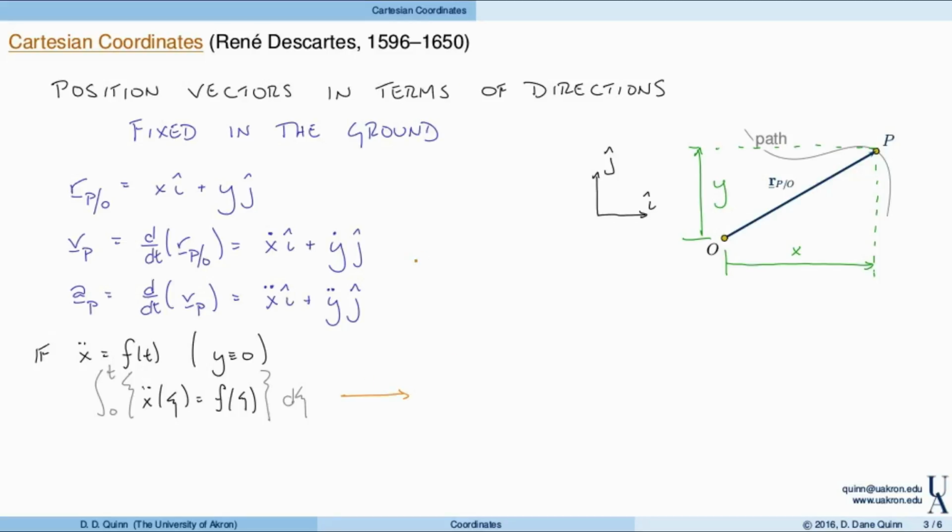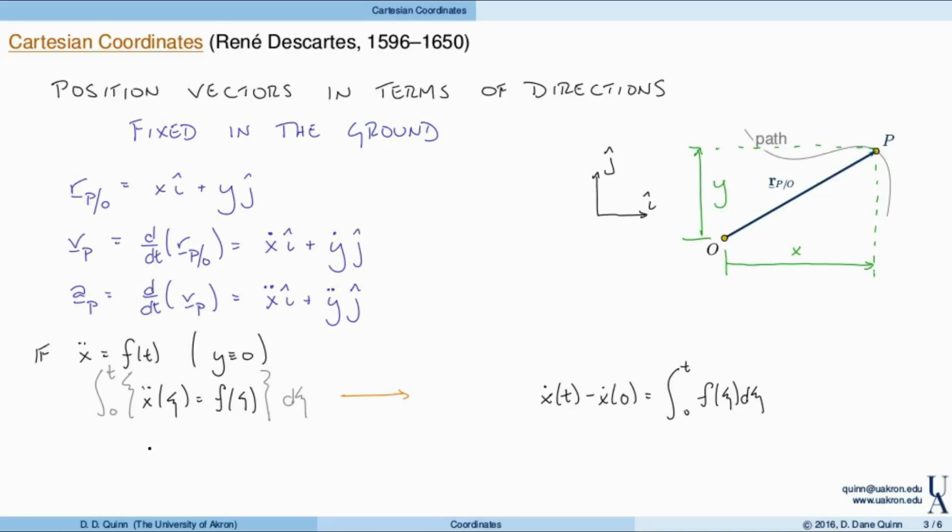and what does that give me? Well, this is the integral of a derivative. It's the derivative of x dot. So we get x dot at time t minus x dot at time 0 is the integral from 0 to t of this function, f of xi d xi. So we're able to solve this for velocity.